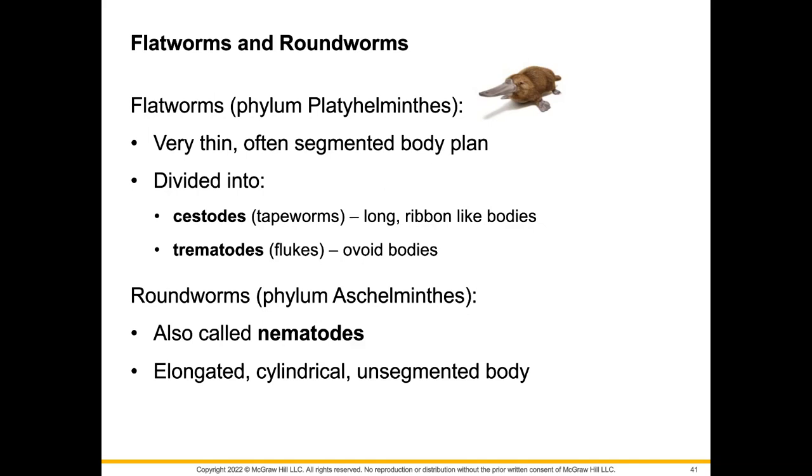And cestodes are tapeworms. They are very long, ribbon-like organisms that are segmented. The trematodes, or the flukes, on the other hand, have more ovoid bodies. Roundworms, on the other hand, are not going to be very thin. They are oftentimes going to be elongated and cylindrical. They oftentimes have an unsegmented body, but not always. And they're also considered nematodes.